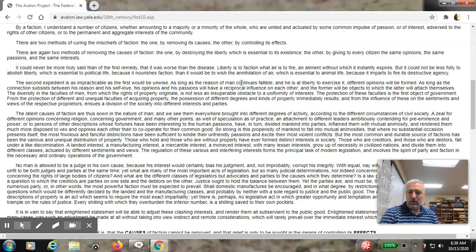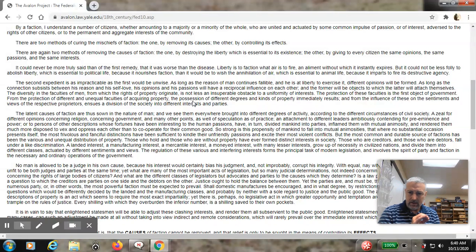All right, let's go back up to the previous paragraph. I went down too far to explain what's going on. The second expedient, which is the one of trying to educate everyone the same, is as impractical as the first would be unwise. As long as the reason of man continues fallible and he is at liberty to exercise it, different opinions will be formed. As long as the connection subsists between his reason and his self-love, his opinions and his passions will have a reciprocal influence on each other. They'll feed off each other. And the former will be objects to which the latter will attach themselves. Now, the next two sentences are the two most important sentences ever written in the United States.